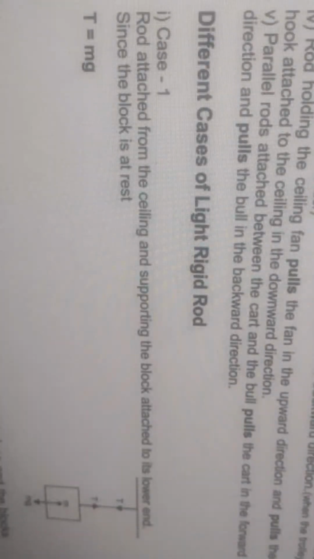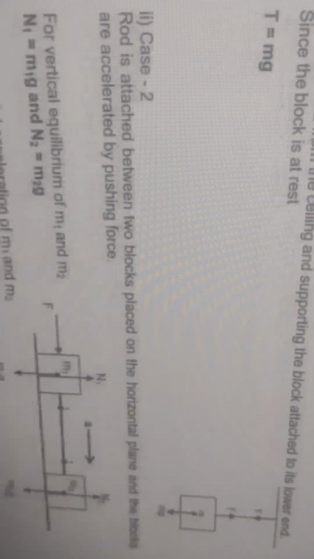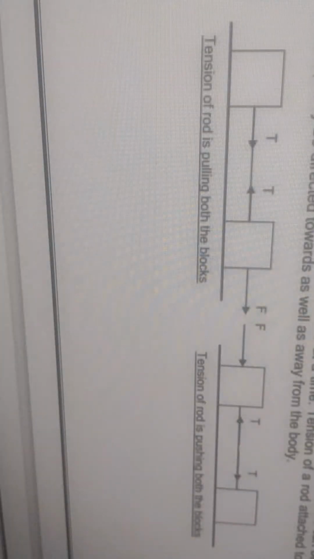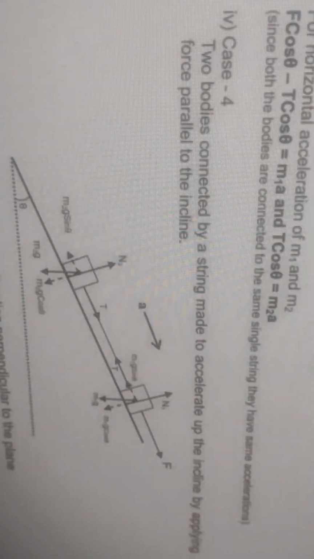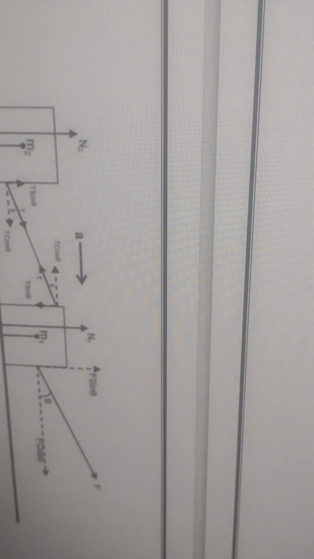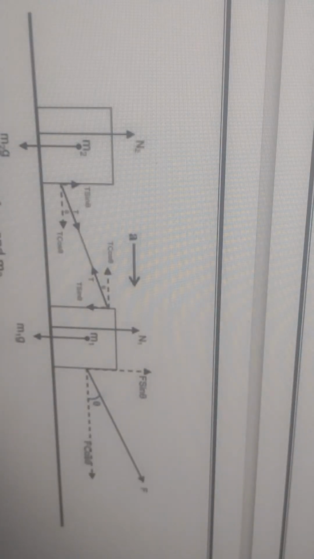Tension of a rod, physical applications, pillar, I will explain it. When a rod is attached to the pillars, pushing the house in the upward direction. Physical application, tension of the light rod. To accelerate, applying force to the incline, parallel to the incline. Two bodies are connected and pulled on the inclined plane.